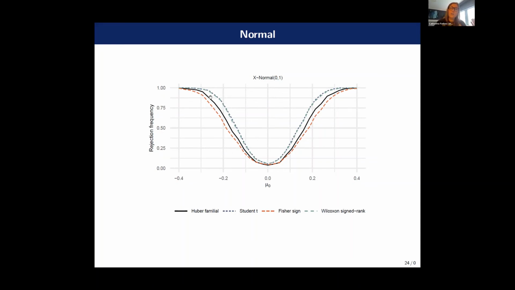So for the actual normal distribution, if the data really are normal 0, 1, well, you can see that most of the tests are very similar, but there are some differences in terms of, well, at least power. So here, the Huber family is the solid black curve, and it straddles between the Student t-test, which is above with the green one, which is the Fisher sign test, and, oh no, that's the red one, the Wilcoxon sign rank test, and the sign test is below. But they're not that far apart. It's not a huge difference if the data really were normal.